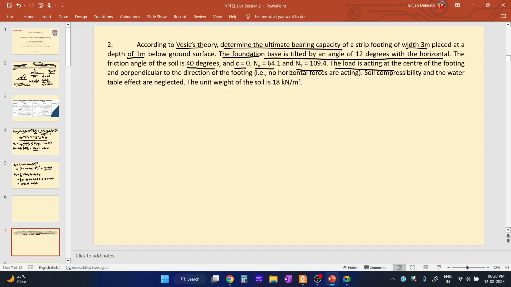The load is acting at the center of the footing and perpendicular to the direction of the footing. That means no horizontal forces are acting over here, so we don't need the inclination factors. Soil compressibility and water table effects are neglected, so we also don't need to incorporate the compressibility factors and water table effects. The unit weight of the soil is 18 kilonewton per meter cube. So let me write down the data which are given over here.